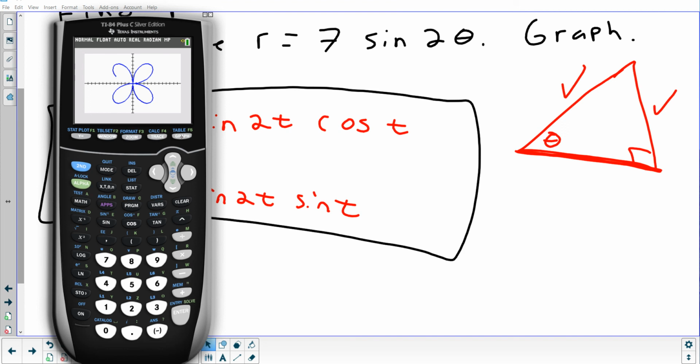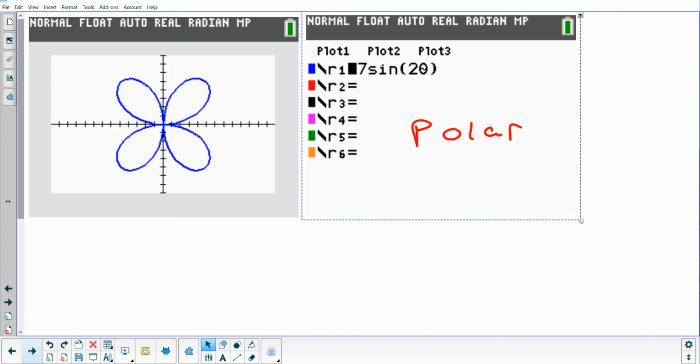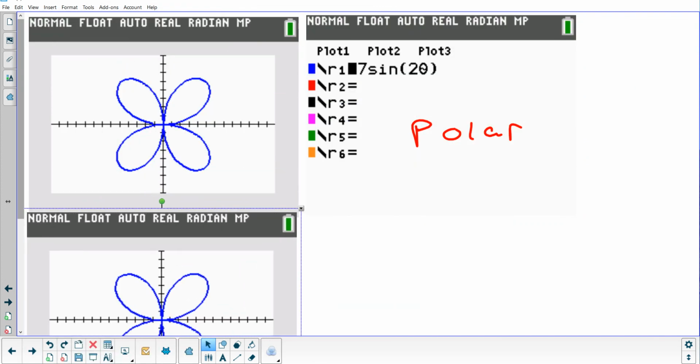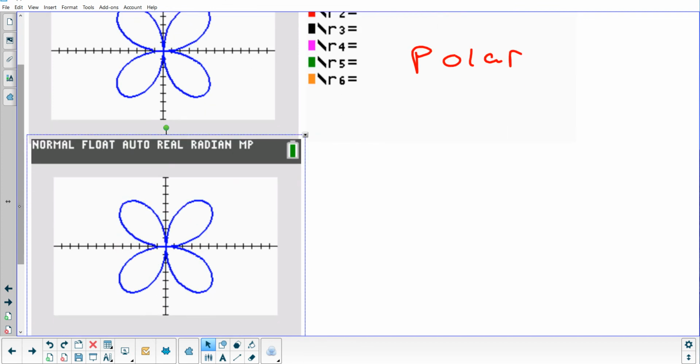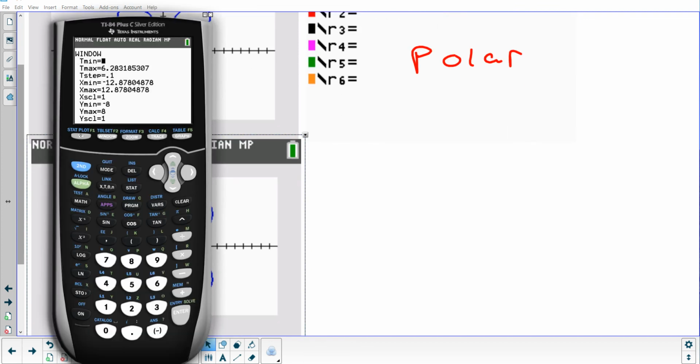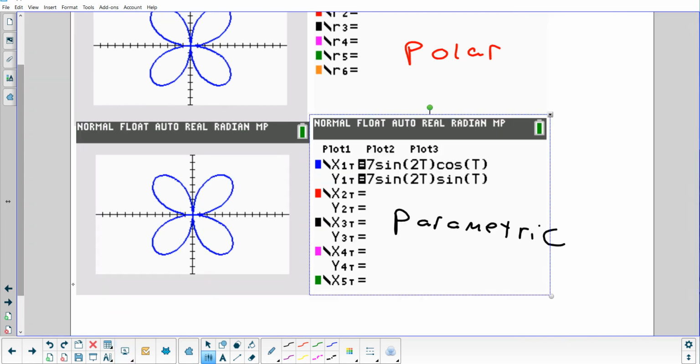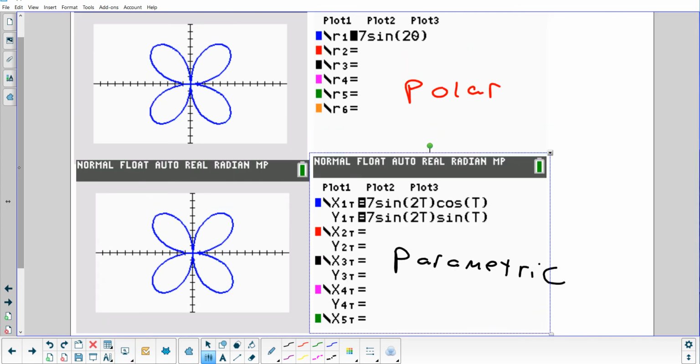It's drawing a little slower. Maybe that's because parametric isn't as efficient of a way to do this graph, but you get the same graph. Got exactly the same picture. So there's the picture, and here's what I typed in to get it. Polar, parametric.